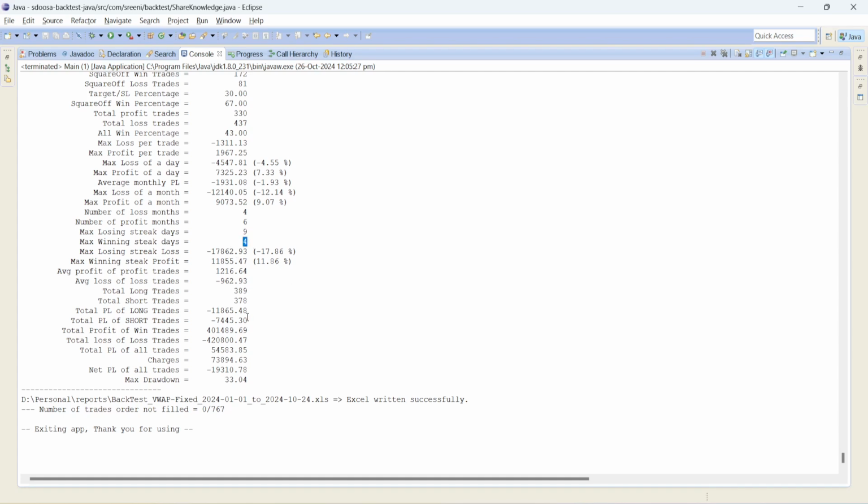So whatever it may be, if you look at the total P&L of all trades, 54,000 is positive and charges 73,000. So the net result is minus 19,000. So if you trade the strategy, you're not going to lose the entire capital or 50% or something like that. So in this year we lose 20% of our capital if we just trade this iteration 2 logic. And the max drawdown we saw is 33%, but net result is 19% loss on 1 lakh capital.